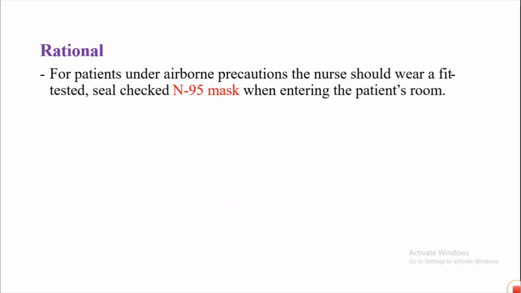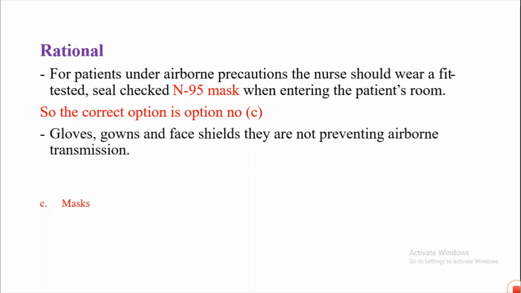For a patient under airborne precautions, the nurse should wear a fit-tested, seal-checked N95 mask when entering the patient room. So the correct option is option number C, mask. Gloves, gown, and face shields do not prevent airborne transmission of disease. So the correct option is option number C.